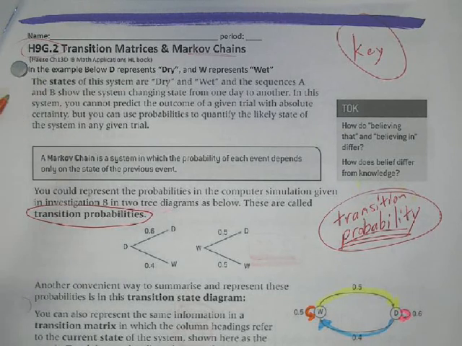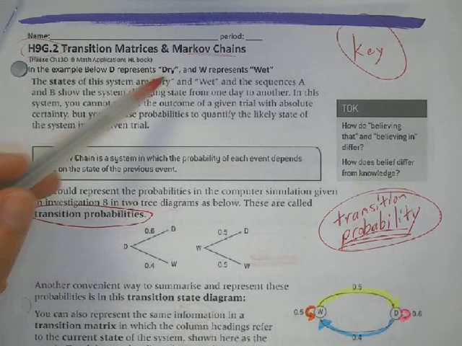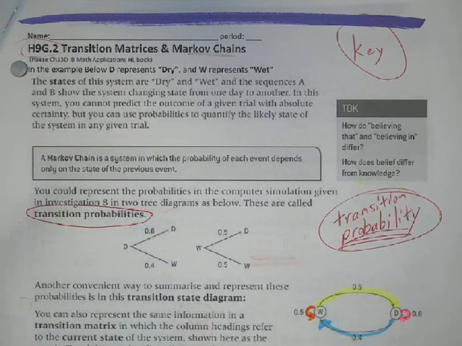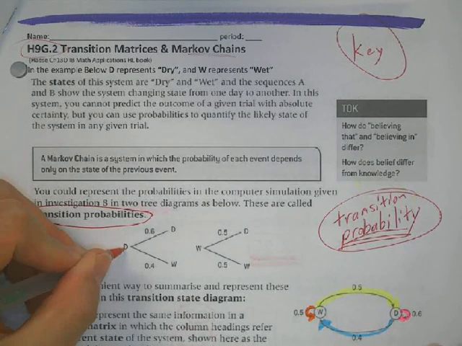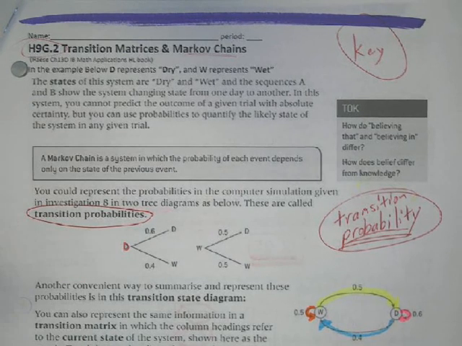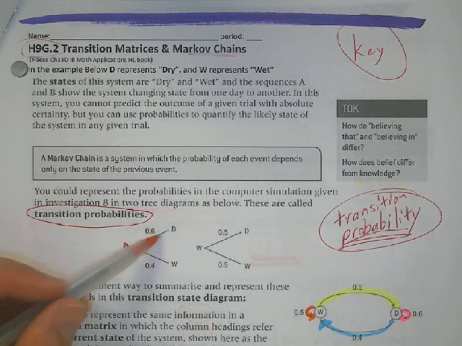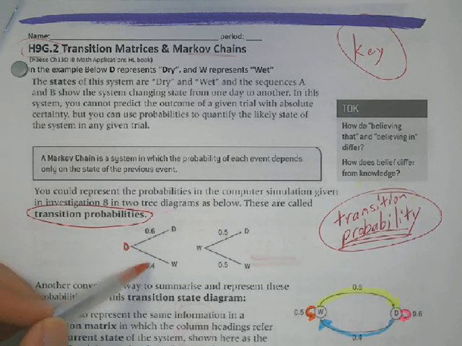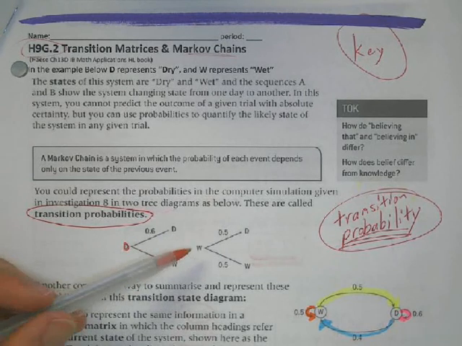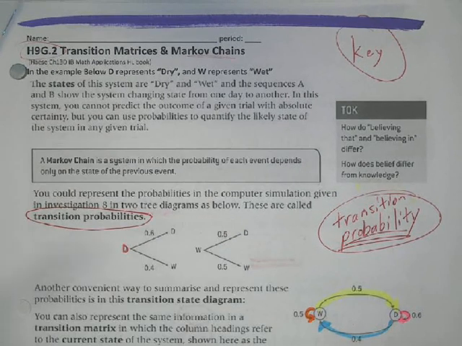In this example, we're going to be using the letter D for dry and W for wet. So we've got a Markov chain, and we're going to do some probability here. If it's dry, then the next day there's a 60% chance that it's going to be dry and a 40% chance of being wet. And if it's wet, it's a 50% chance of being dry and 50% chance of being wet. So we're going to be discussing transition probabilities.